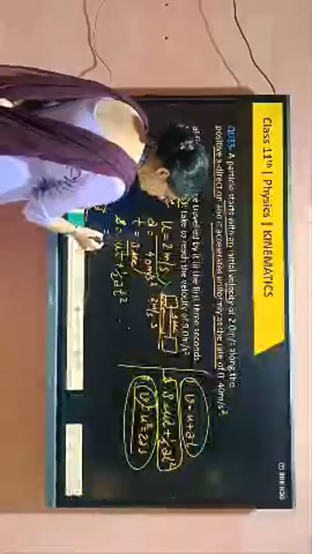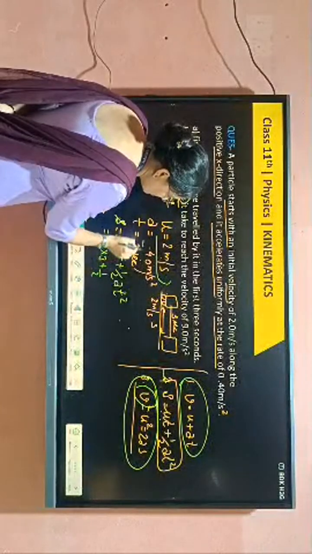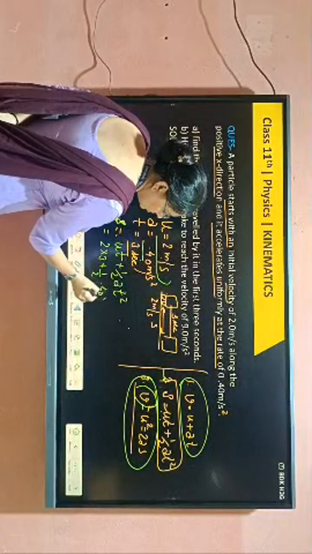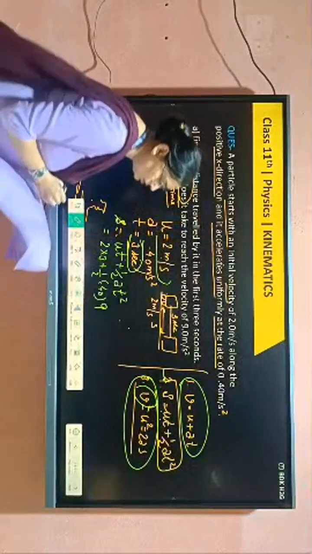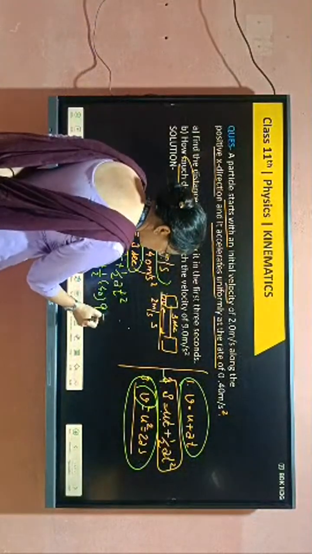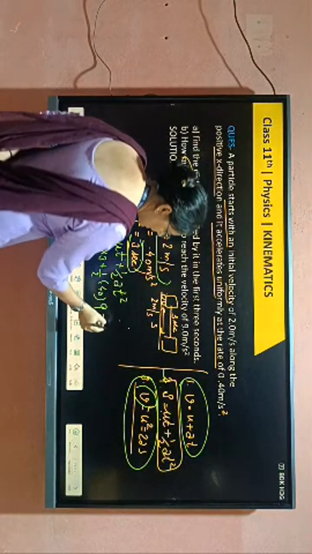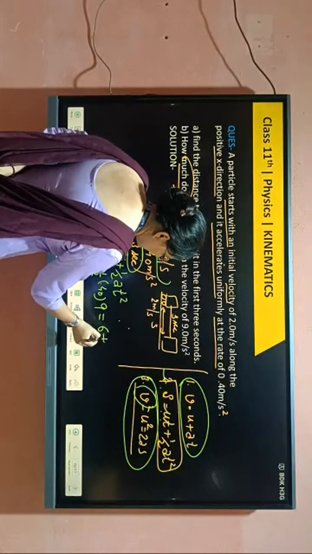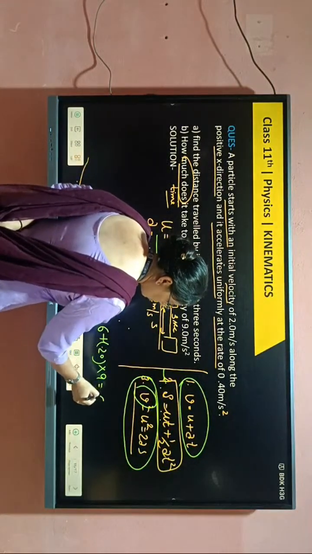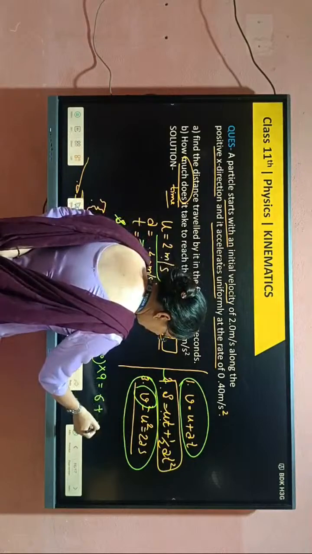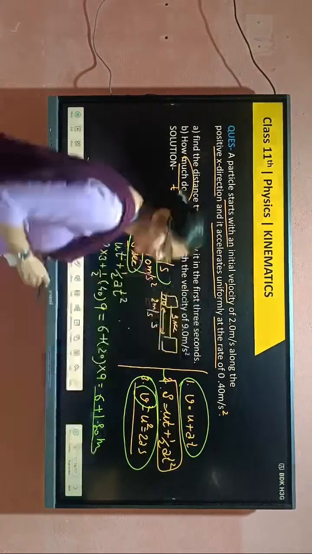U is given here, 2 meter per second, time is given here, 3, plus half, A is equal to here 0.1, then T square, T is equal to here 3 seconds, 3 into 3, it will be 9 only. Solve this one, then our answer will be how much displacement is covered by this body within 3 seconds. So here it will become 3 into 2, 6, then 0.2 into 9. When we solve it, then 6 plus 0.18, then it will give you the displacement.